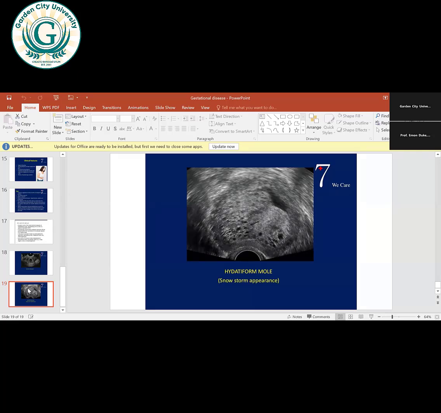So we have been actually talking about bleeding in early pregnancy. We have discussed what it is and what it is made up of. We talked about the lesions or the conditions that are related to the pregnancy and the ones that are associated with pregnancy. So if you look at hydatidiform mole, it is related to pregnancy because it stems from the placenta, from the villi. That is where it comes from.